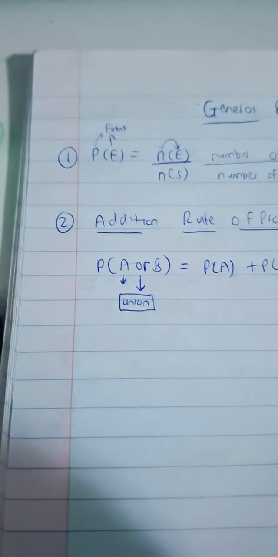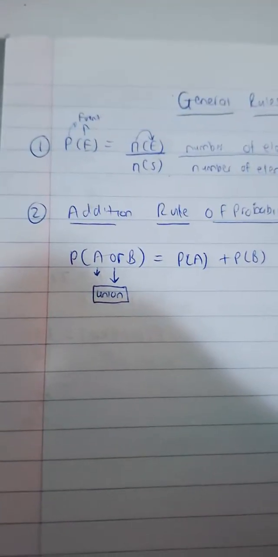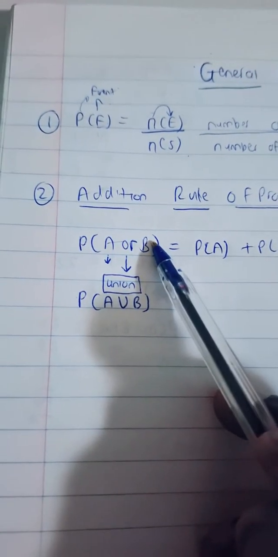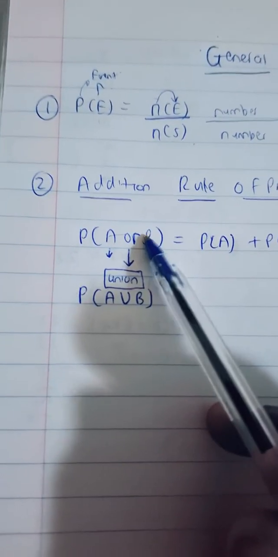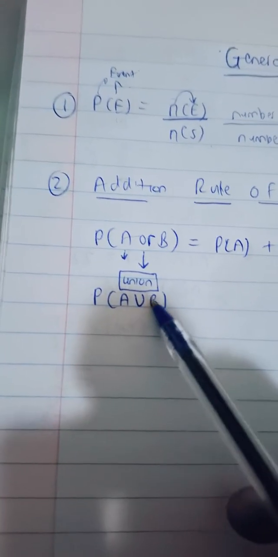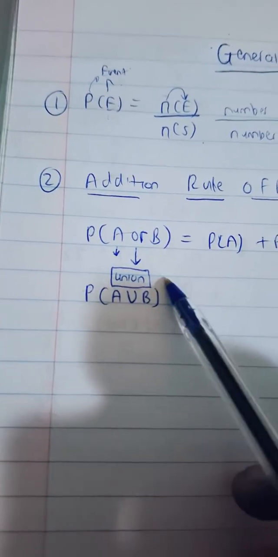This "or" is referring to something that we call the union. That's why, if we look at alternative notation that is usually used for the probability of A or B, we can substitute the "or" with this upside-down U, which stands for union.